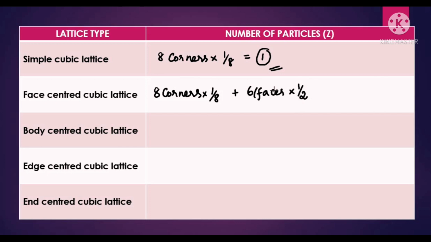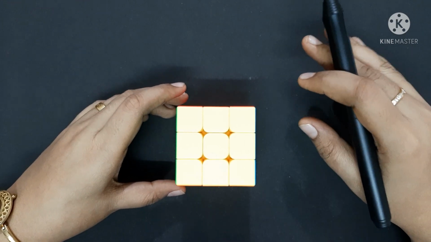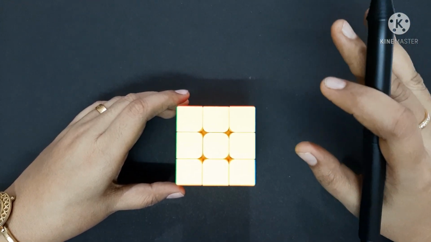So when you are simplifying this, from the corners you will be getting 8 into 1/8, that will be 1. 6 into 1/2 will be, what's the answer? 6 into 1/2, it is 3, is it not? So that's equal to 4, right? So the total number of atoms present in FCC, that is face centered cubic lattice or face centered unit cell, is 4. Understood, students? Hence, FCC has 4 constituent particles totally per unit cell.